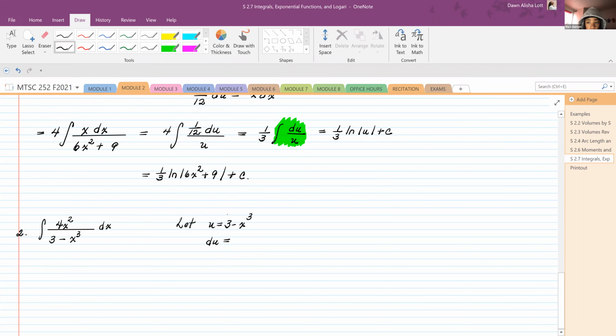Professor, yes. Would du be negative 3x squared dx? Okay. And then x squared dx would then equal negative 1/3 du. Okay, keep going.